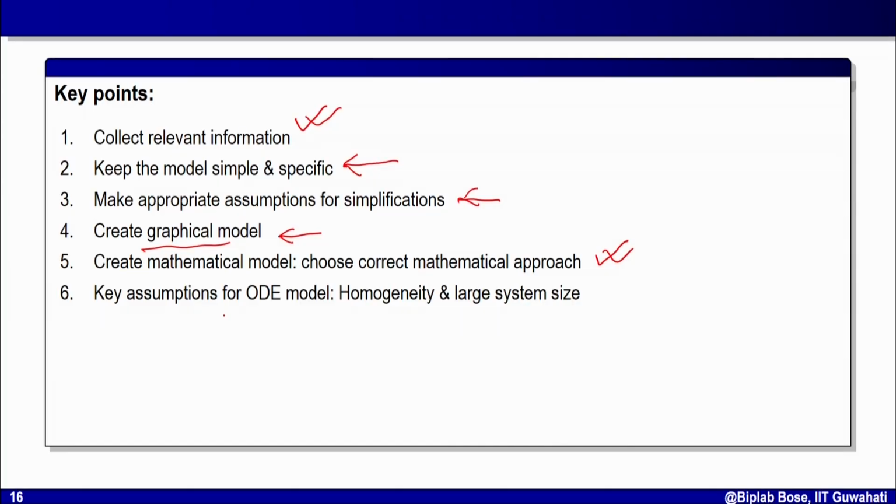Remember, when I have to make an ODE-based model, I have certain key assumptions. The first one is that the system is homogeneous, that means well mixed, and the system is very large. That means the number of molecules involved in the reactions is large. If I am modeling a cellular process involving multiple cells, the number of cells will be large. If I am modeling a process of a population of human beings, the number of human beings in that population should be large. So these two key assumptions have to be met, and then only we can use ODE to create ODE-based dynamic models.